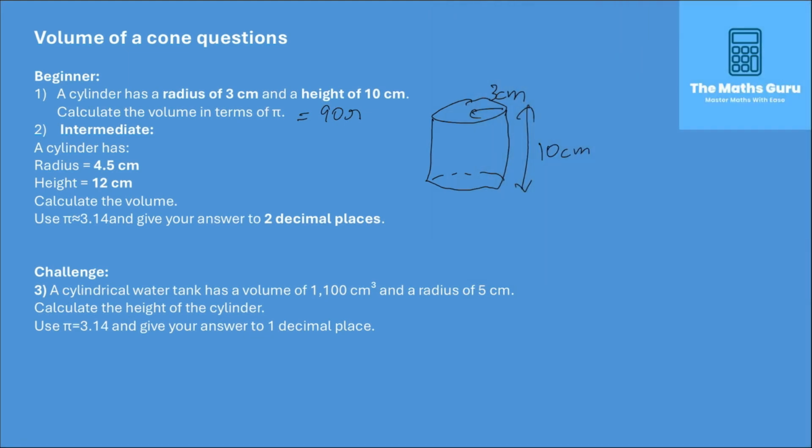Yeah, so moving on to question 2. You can have a go at these 2 questions next and leave your answers in the comments, or play on for your answers. So we have a radius of 4.5 centimeters and a height of 12 centimeters.